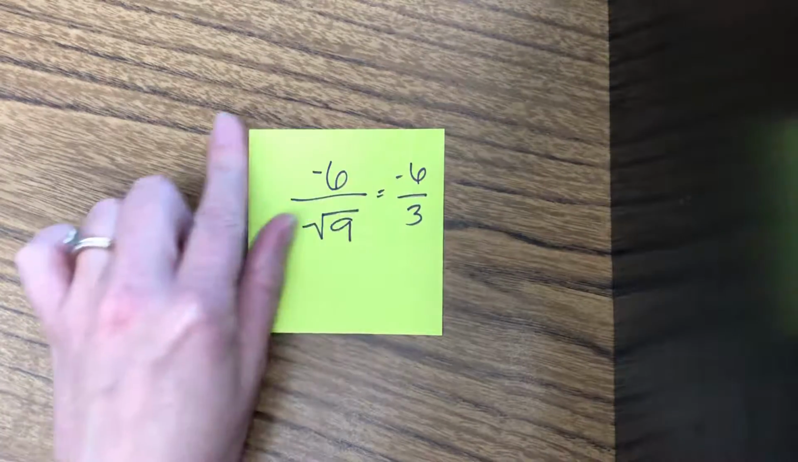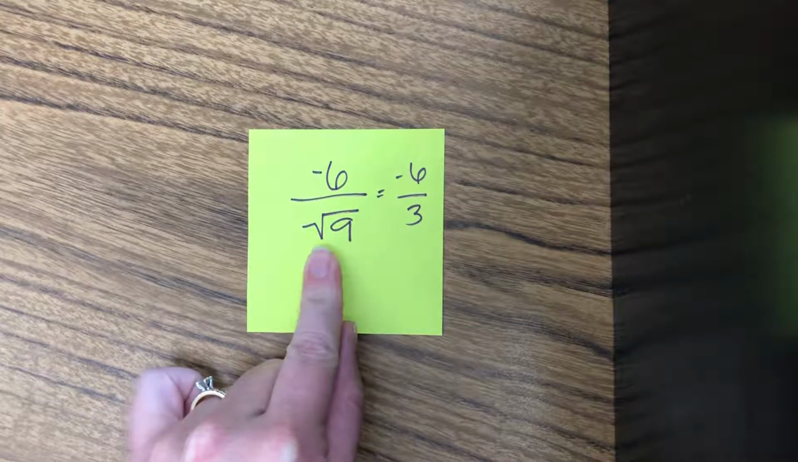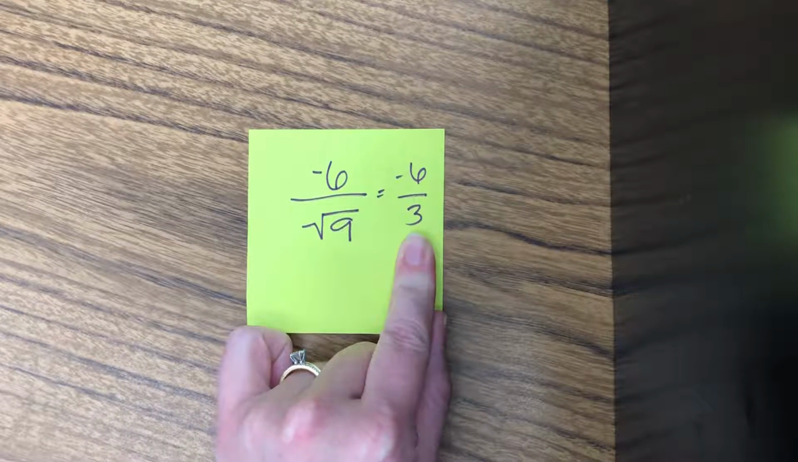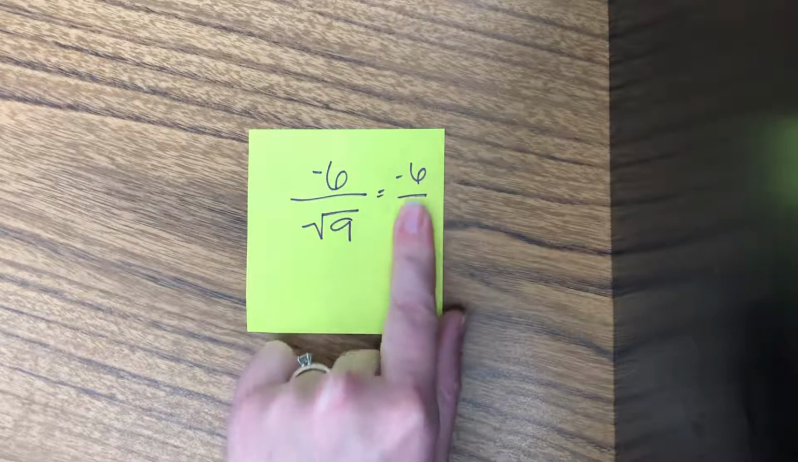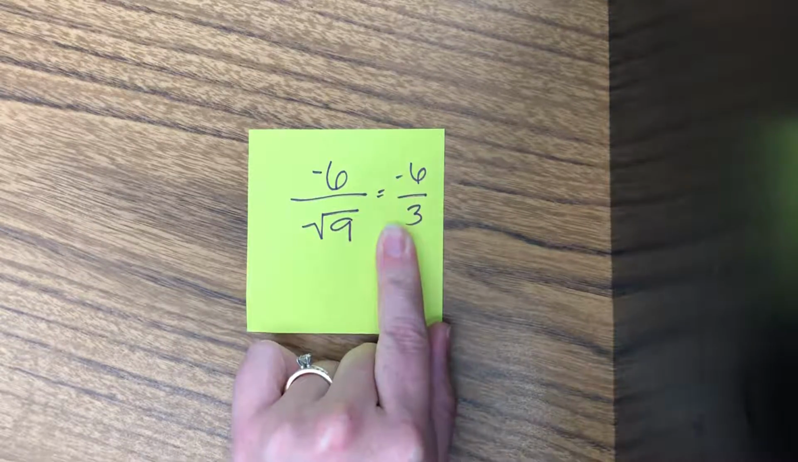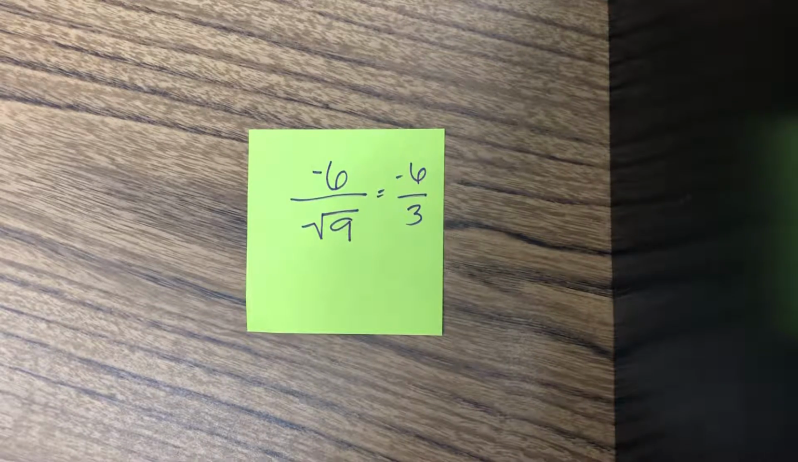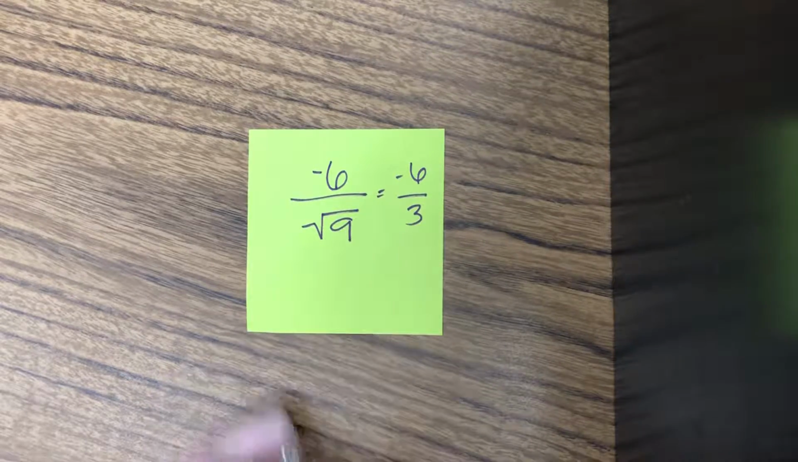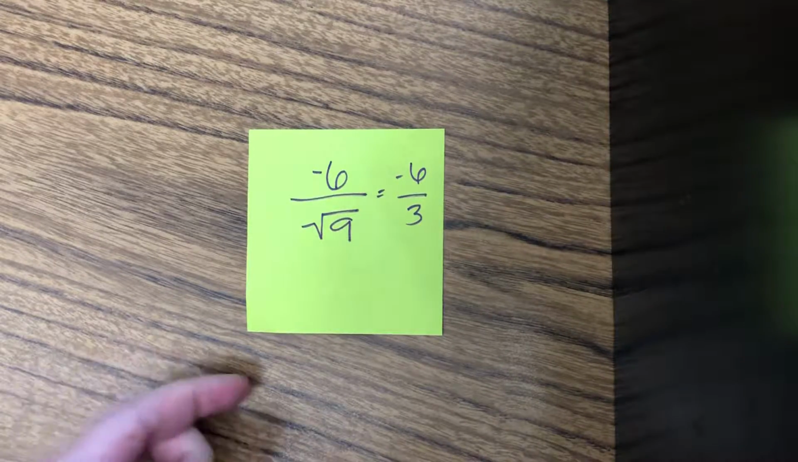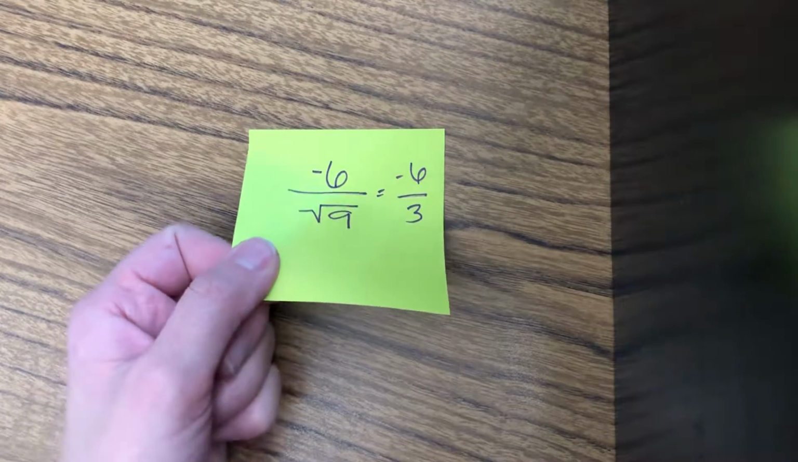And last one, negative 6 over the square root of 9. So the square root of 9 is a perfect square. It's a 3. So negative 6 over 3, those are both integers. So this is a rational number. Okay, you could actually even go further. Negative 6 over 3 is the same as negative 2. If you need to watch this video again, go ahead and go for it.